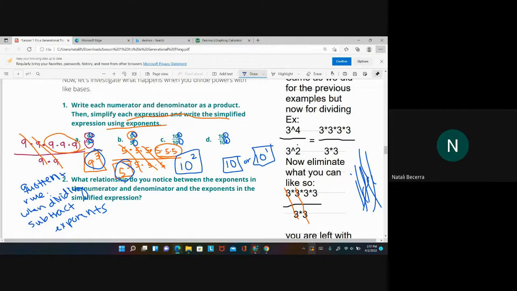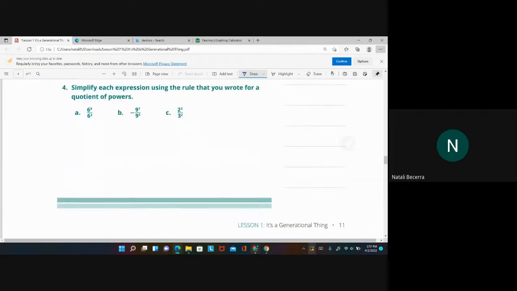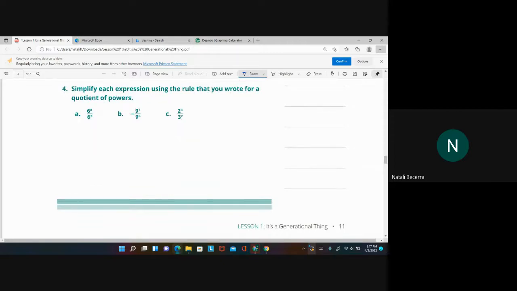Okay, moving on to number 4. It says simplify each expression using the rule that you wrote for a quotient of powers. So that's the rule that I was just talking about, okay? We're not going to write all of these like 8 times. So let's just use the rule. The base here is 6. My exponent at the top is 8. The bottom is 3. 8 minus 3 is 5. So that's my answer. Right here, I have a negative, so write down your negative. My base is 9. 7 minus 5, 2.